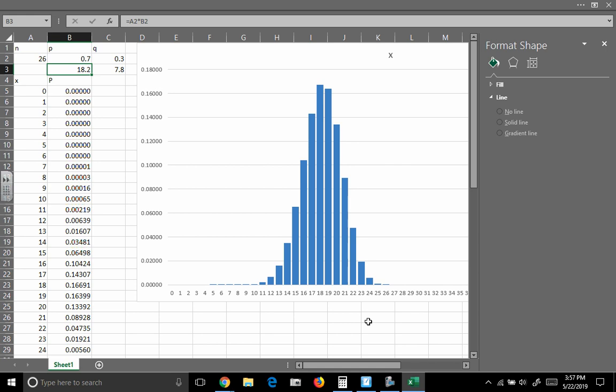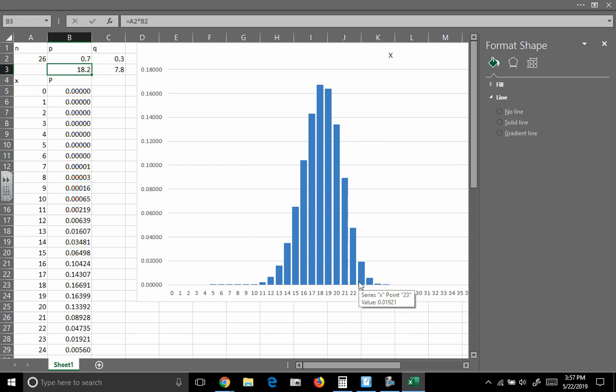Now, just in case you haven't picked this up, each of these bars is the probability for this number of successes. So if we looked at the probability of 17 successes, the probability of exactly 17 successes is 0.14307. The probability of exactly 18 successes is 0.16691. So these bars are the corresponding probabilities for each of these values.